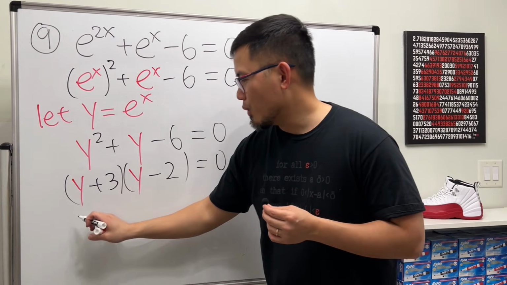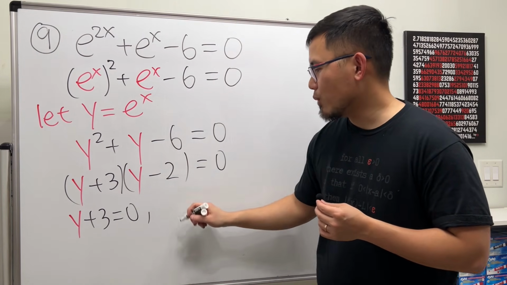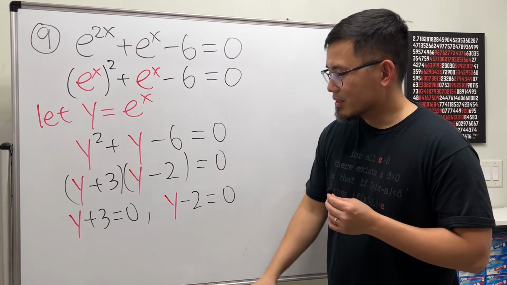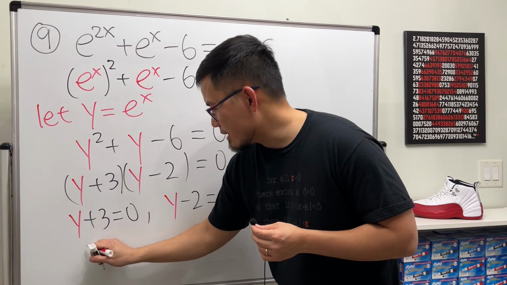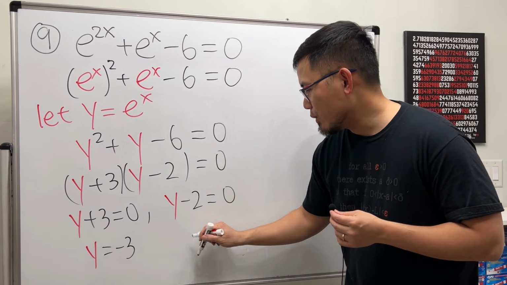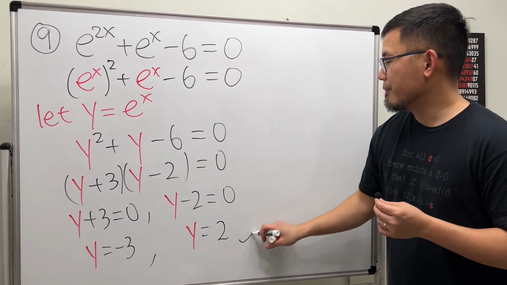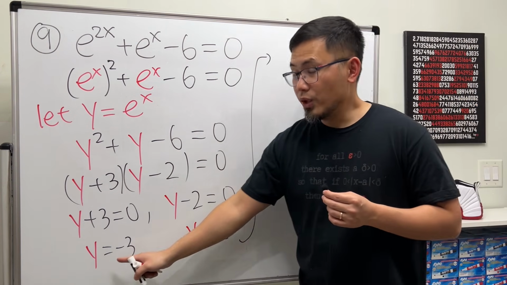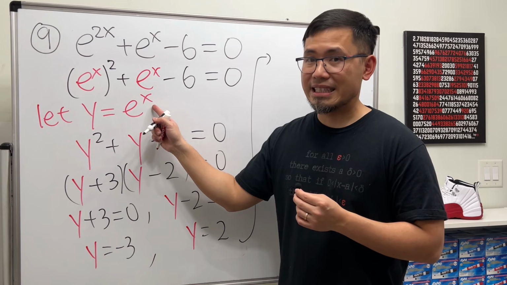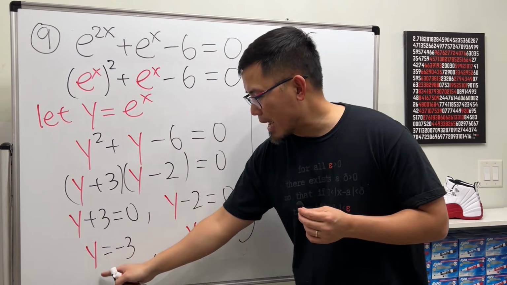So this means y plus 3 equals 0, or the other one is y minus 2 equals 0. So move the 3 to the other side, we are saying y is equal to negative 3. Move the 2 to the other side, we are saying y is equal to 2. Now, be careful with this. We are not done yet. We are not solving for y, we are solving for x. y is the same as e to the x. So now we have to put this back here.